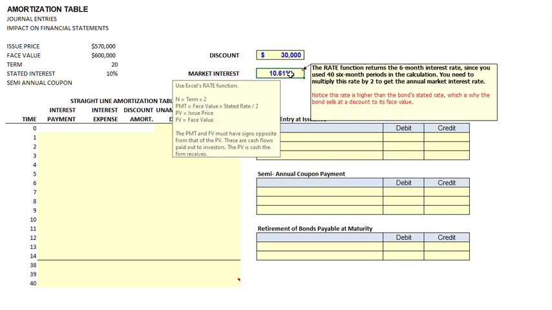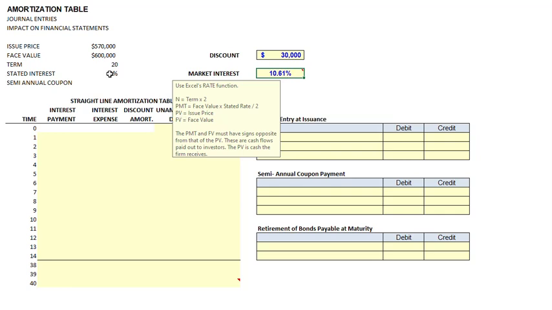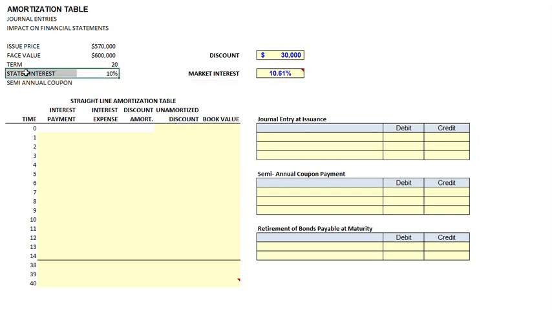To get the annual market rate, or the effective annual rate, we need to multiply that rate by 2, and we get 10.61%. Again, notice that this rate is higher than the bond stated rate, which is why the bonds sell at a discount. Investors demand a 10.6% rate of return, yet the bonds are only paying a 10% rate of return. The only way we can sell or issue these bonds is if we do so at a discounted or lower price.